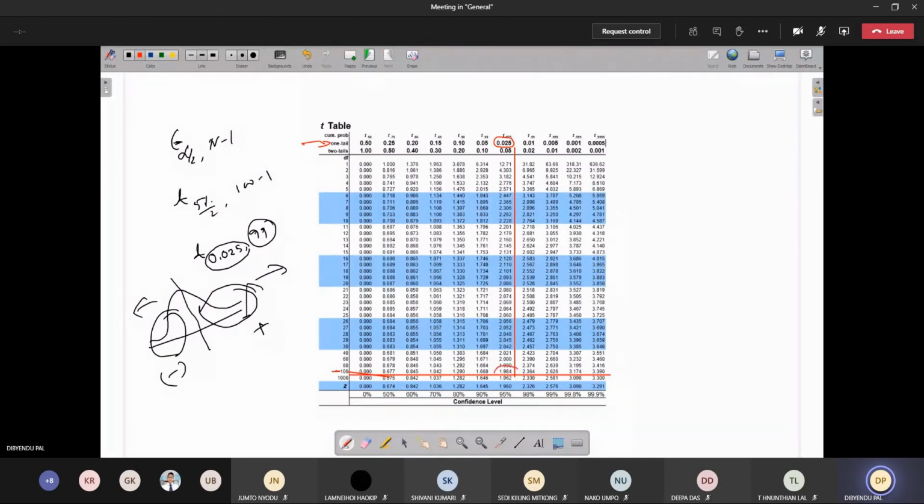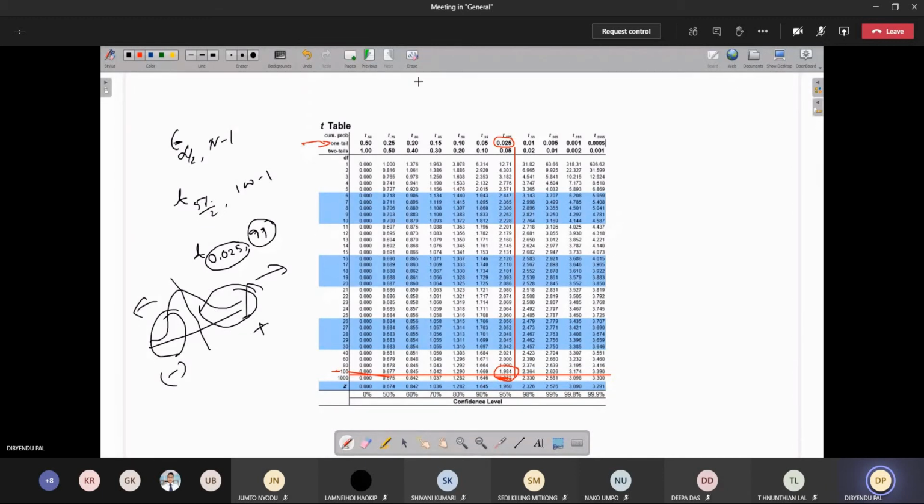Is this visible? The circle, can you see it? What is the value? 1.984. Because it is 99, it will be a little less. Approximately we can say it is 1.984 from this table.